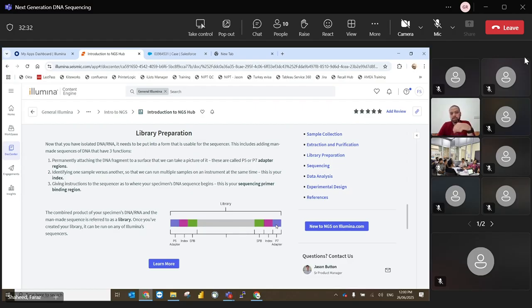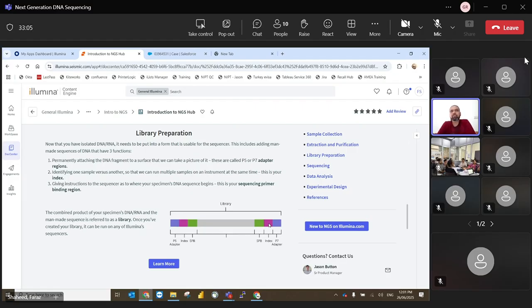So this sample will go and bind onto the flow cell because this purple or blue region is complementary to the flow cell. So this region will go and hybridize there, and then the sequencing can happen of the rest of the fragment. Now, the second thing: the blue one is the adapter sequence, which is complementary to the flow cell sequence. Then comes your purple one. The purple one is your index sequence.